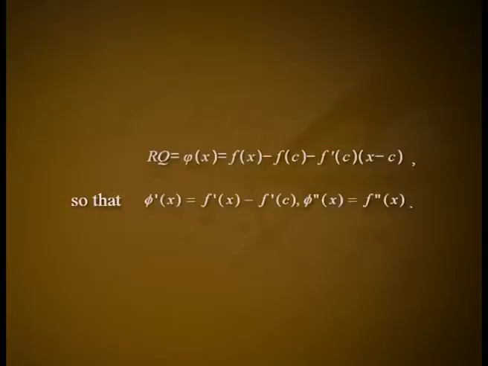We write RQ equal to phi(x) equal to f(x) minus f(c) minus f'(c) into (x minus c), so that phi'(x) is equal to f'(x) minus f'(c) and phi''(x) is equal to f''(x). Case 1, let f''(c) greater than 0. As phi''(c) equal to f''(c) is positive, there exists an interval (c minus delta, c plus delta) around c for every point x of which phi''(x) is positive.